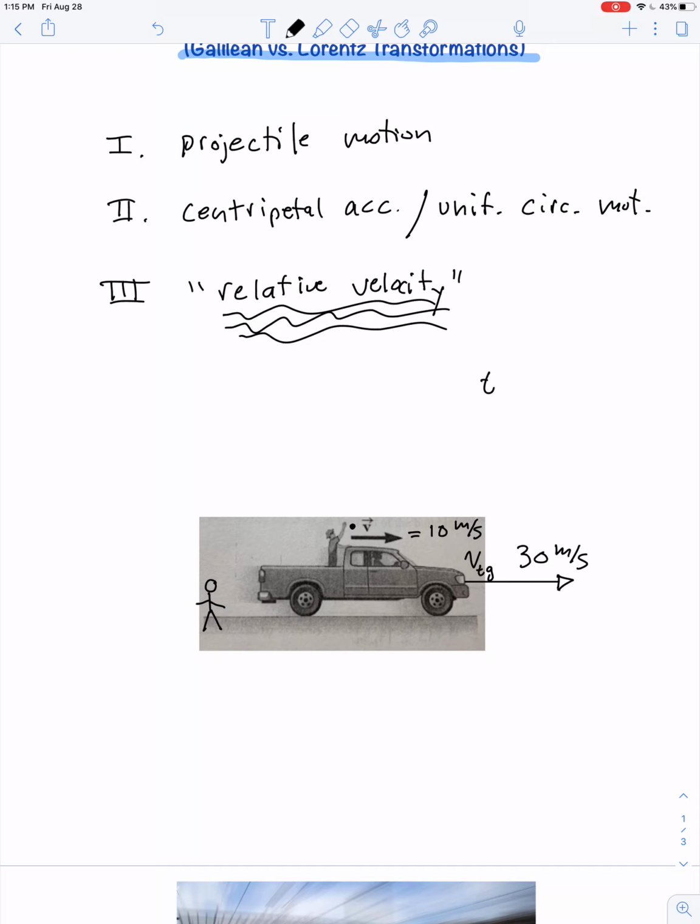So let me put some labels here. T for truck, G for ground, and then one more, we'll put B for ball. So when I say 10 meters per second, I mean what's the velocity of the ball with respect to what? With respect to the truck. So what we have here are really two frames of reference.